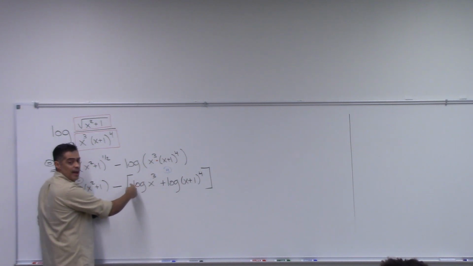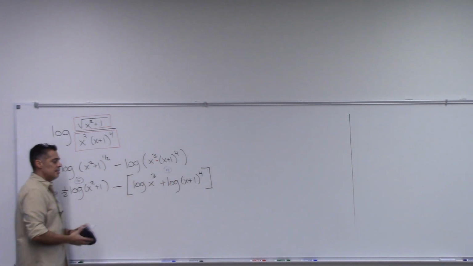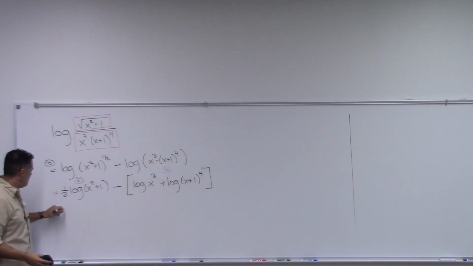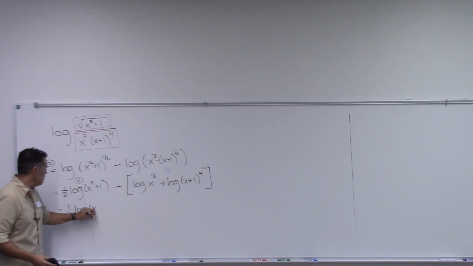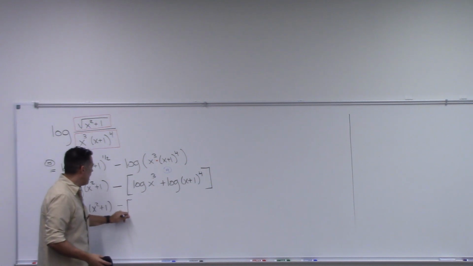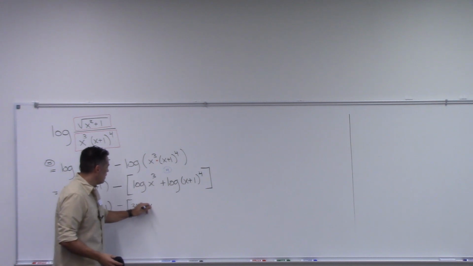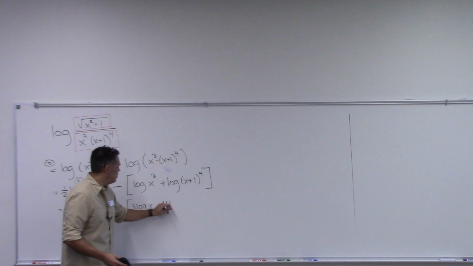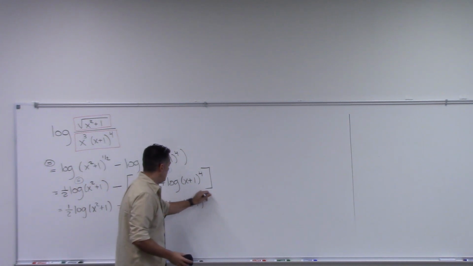You can bring this 3 out, bring the 4 out, right? Yes? So we have a half log. Do y'all see I can't do anything to this one? Because there's addition inside, I can't do anything to that. Here, I'm going to keep the minus, I'm going to keep the bracket. Let's bring the 3 out, 3 log x, and plus 4 log of x plus 1, right, like that.